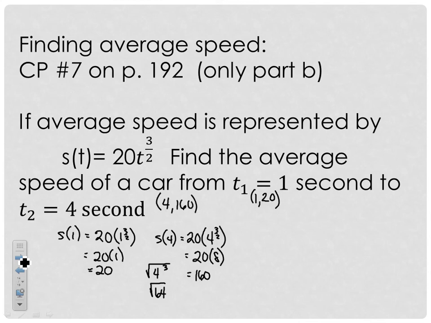So let's fill that into our rate of change formula now. I have 160 minus 20 all over 4 minus 1. So 140 over 3 is my rate of change, which is 46 2/3. And that would be feet per second, by the way. I didn't have a label on them.